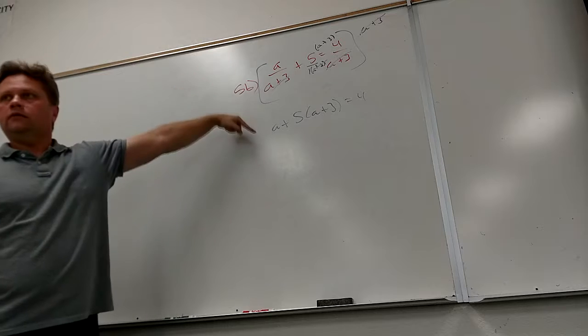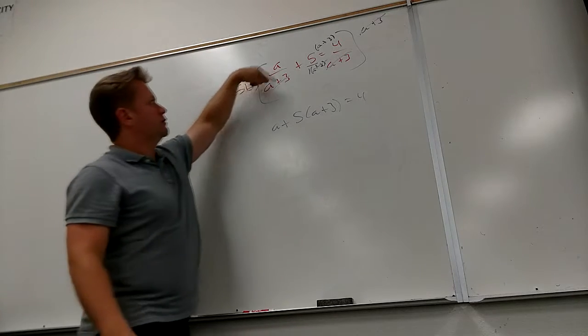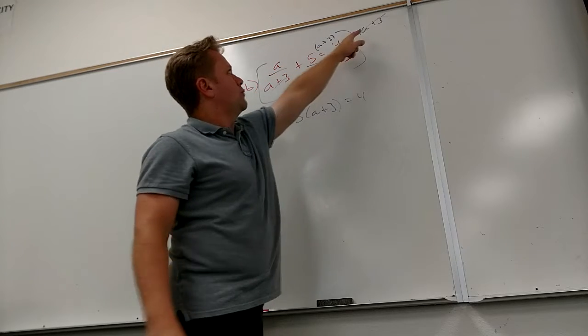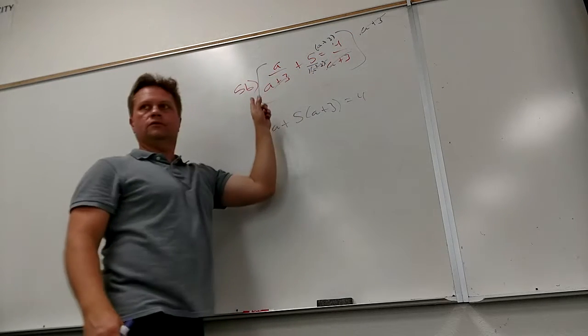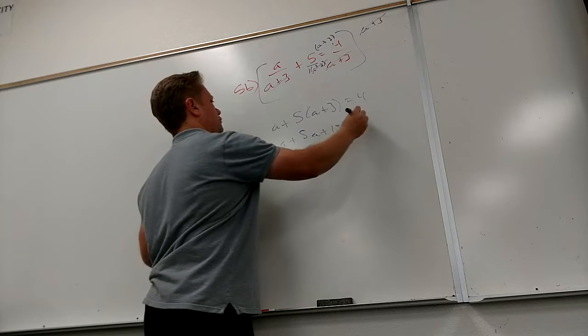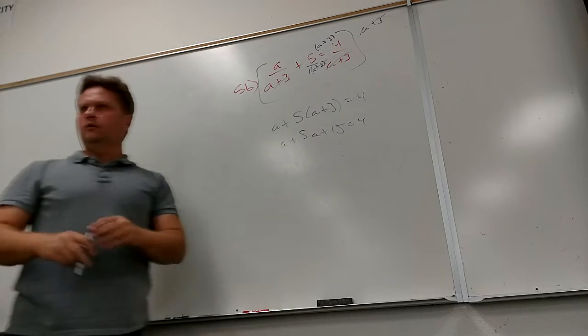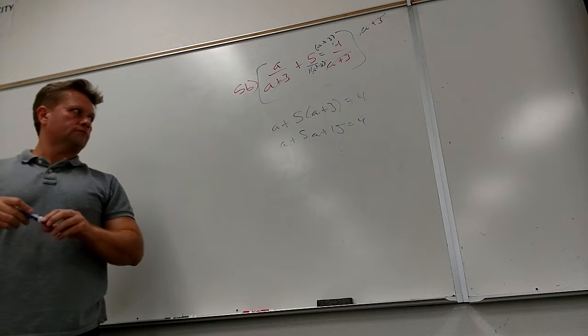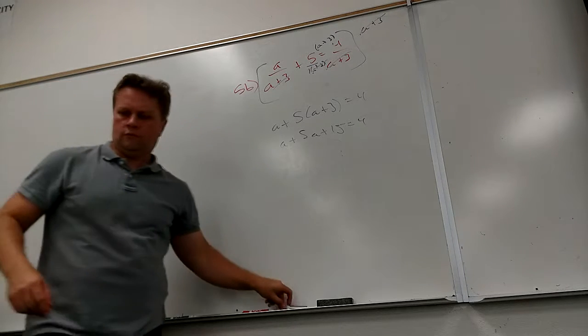Do you guys see that? That was over A plus 3. I made that become over A plus 3. And that's over A plus 3. So if I multiply by it everywhere, it all cancels. So then I get A plus 5, A plus 15 equals 4. It's a couple steps away from done. Let me give you this answer key here.